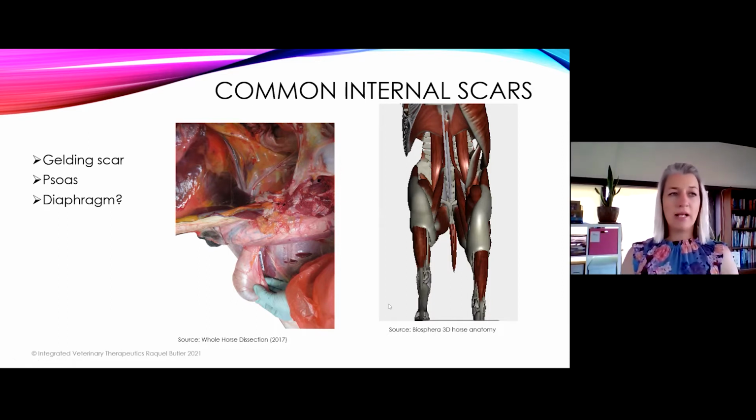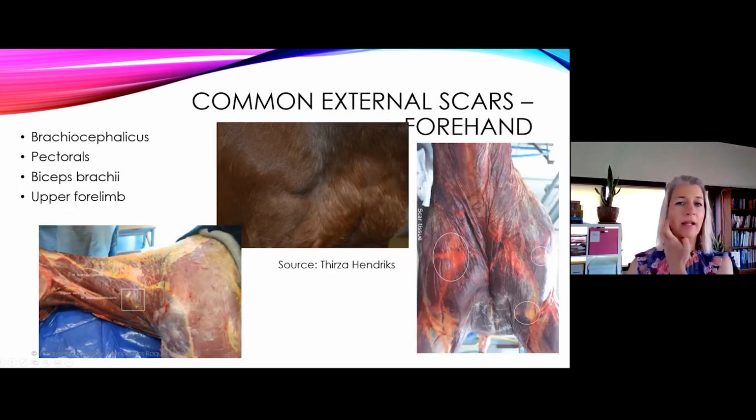So common external scars in the forehand. The brachiocephalic, so the main kind of neck muscle. The pectorals, really common areas for tears, sometimes in their insertions onto the inside of the forelimb, sometimes in the girth area, sometimes in the superficial pecs at the front. But most horses that I feel will have some degree of tears in their pecs. Biceps brachii goes over the shoulder and is deeper underneath the brachiocephalic, and also in the upper forelimb, and I'll show you an image of that later.